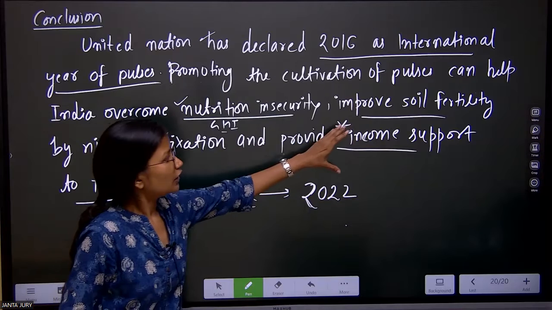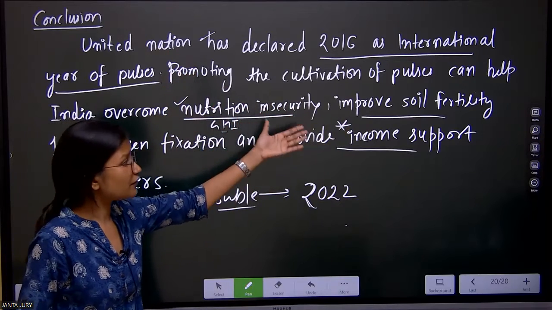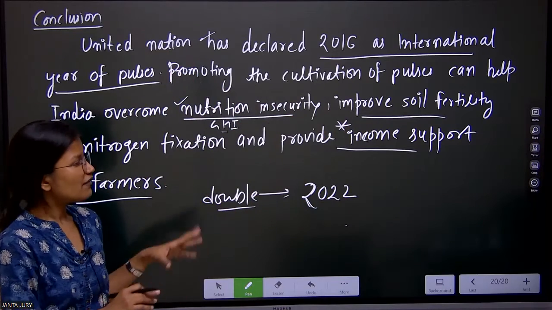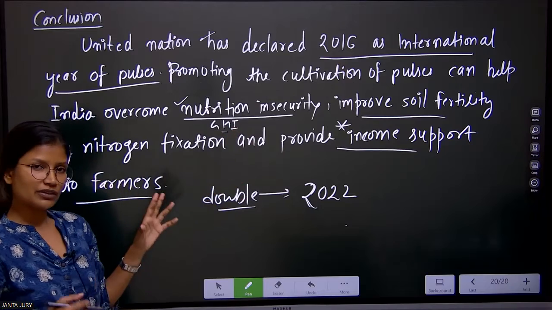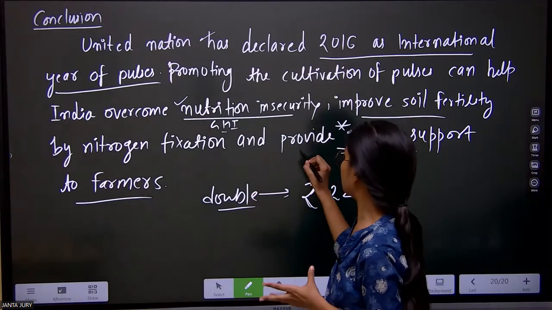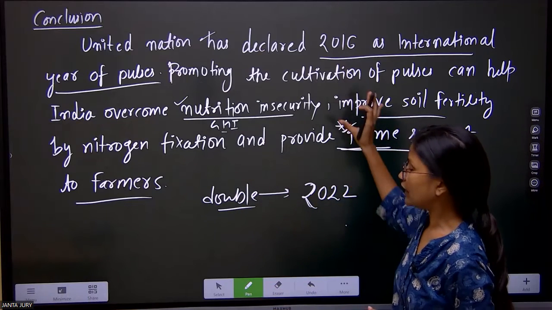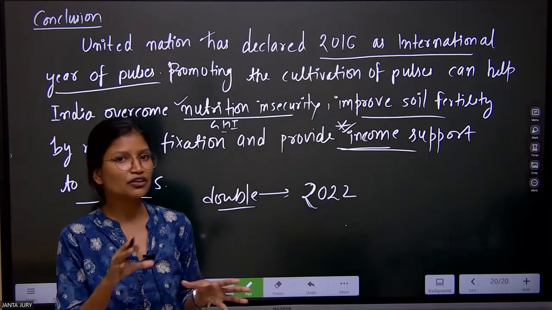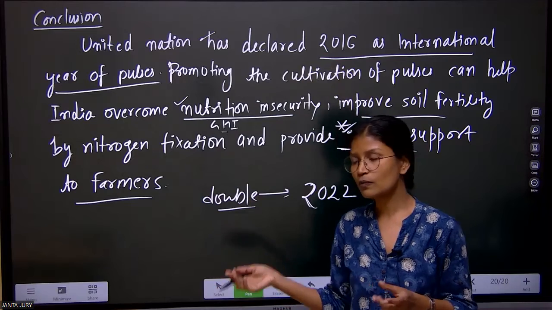So this scheme, or this particular crop, which is the pulse, can also play an important role in increasing the farmers' income. Wherever you get the opportunity to write income support to the farmers, we have to write it, because the present government is focusing too much on it in a positive way. Okay. So this is what we have to write in the conclusion. I hope this is clear. After writing it, you will be able to tackle any kind of question where comment is the keyword, right? In the same way, we have to approach other questions also.